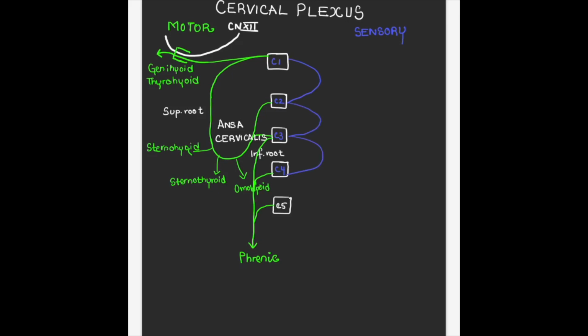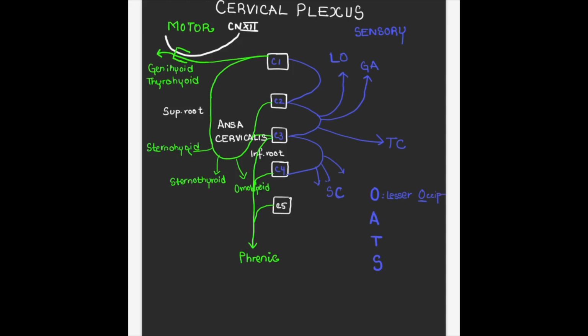Moving on to sensory innervation, I have just made it easier by making communication within the vertebrae. Nothing from C1 to C2, but C2 and C3 communicate to form LOGATC. Now, LO is lesser occipital, GA is greater auricular, and TC is transverse cervicalis.